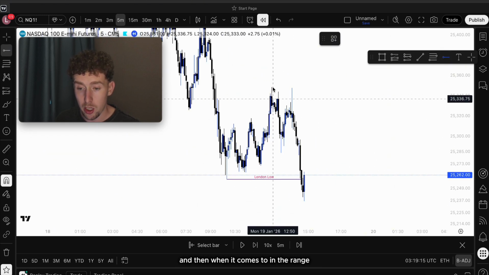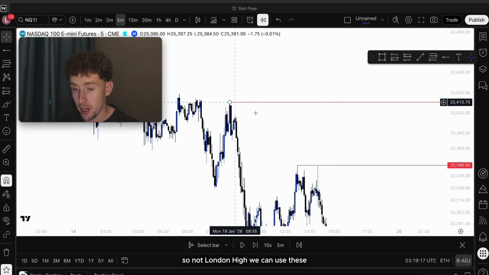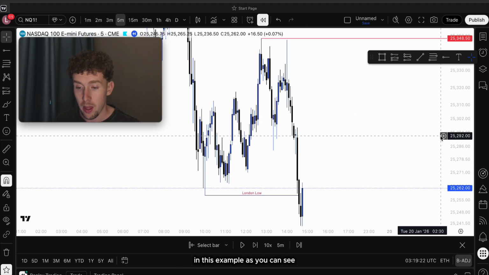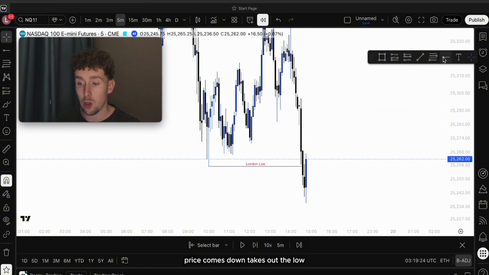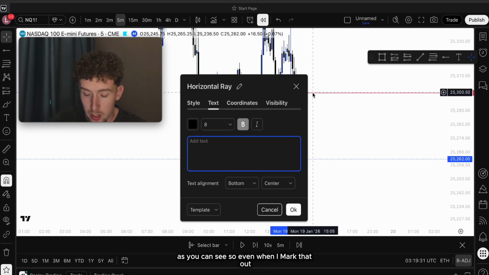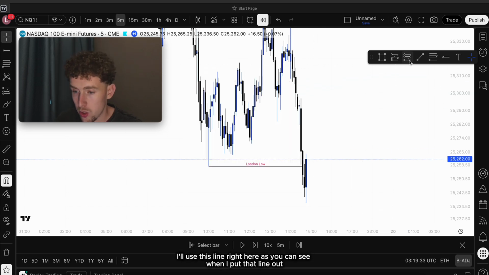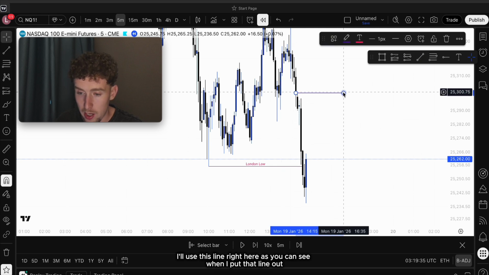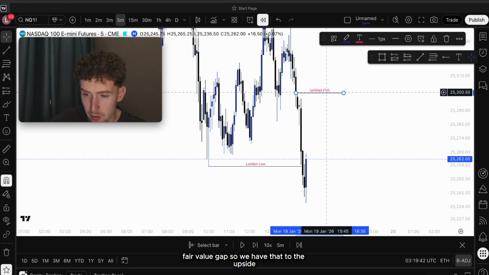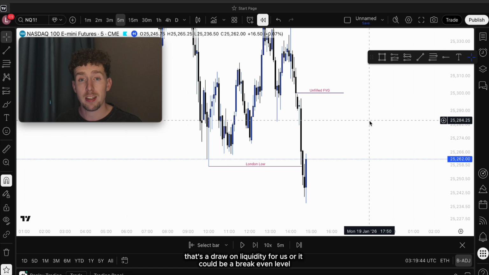And then when it comes to in the range, so not London high, we can use these draws on liquidity for a lower RR move in this example. As you can see, price comes down, takes out the low. What do we have on the way up? Well, I'm seeing we have an unfilled fair value gap right here. When I mark that out, I'll use this line right here. As you can see, when I put that line out, we have an unfilled fair value gap. So I'm going to mark out unfilled fair value gap. So we have that to the upside. That's a draw on liquidity for us, or it could be a break-even level.